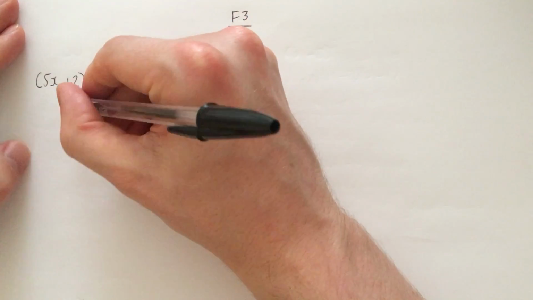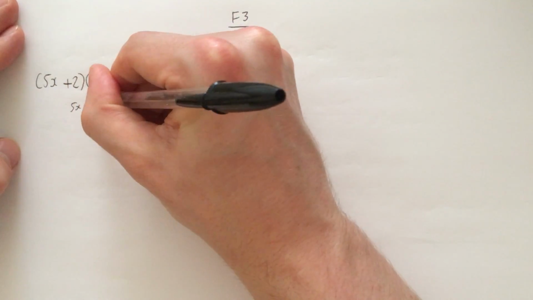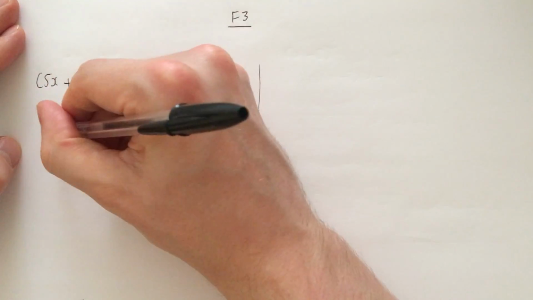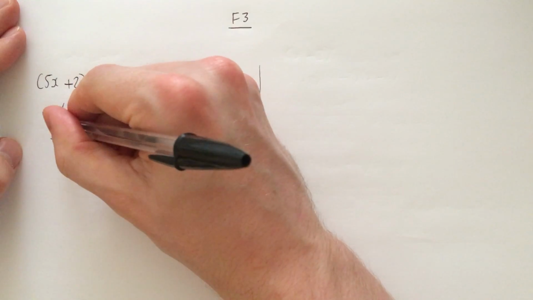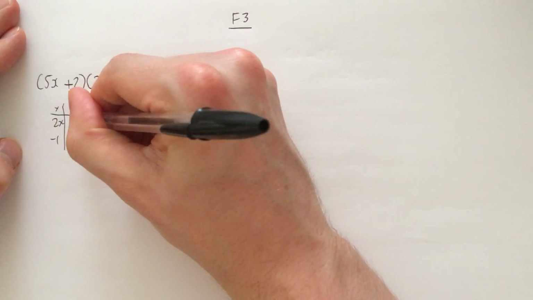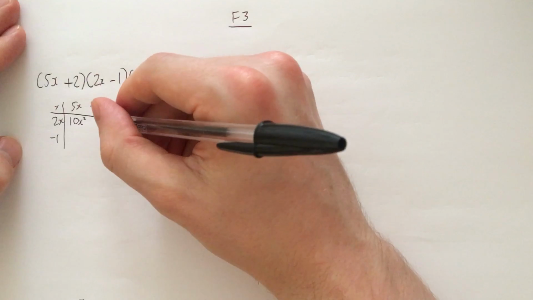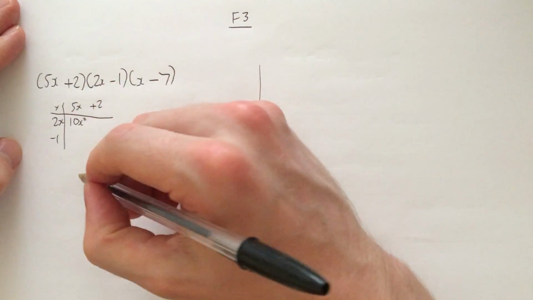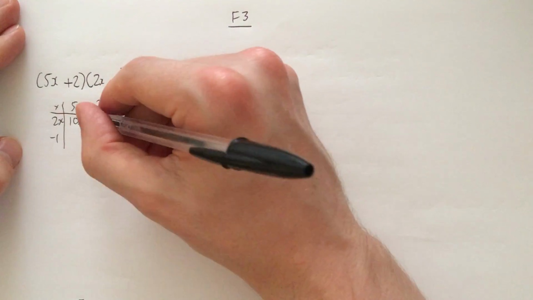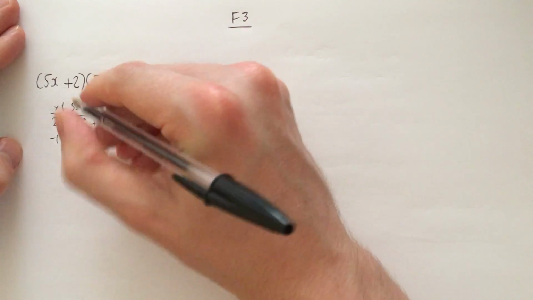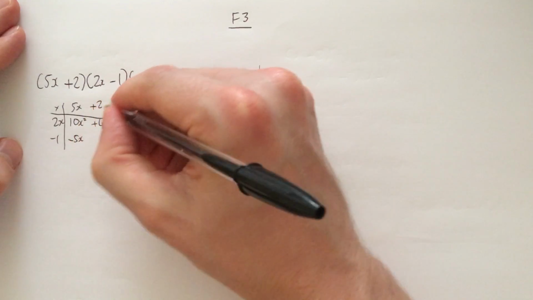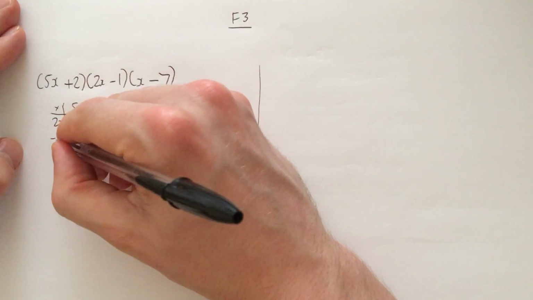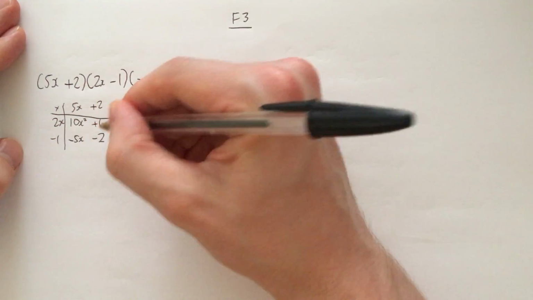The first two brackets first. So 5x plus 2, 2x minus 1. I multiply them. 5x times 2x is 10x squared. Do not forget the squared. x times x is x squared. Positive 2 times 2x is 4x. 5x times negative 1 is negative 5x. And positive 2 times negative 1 is negative 2.